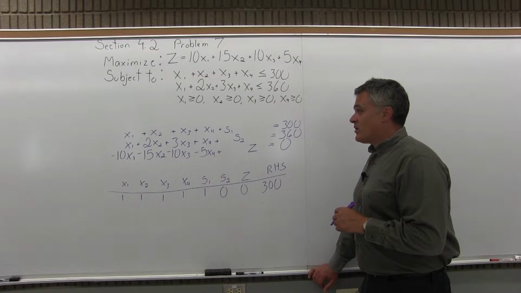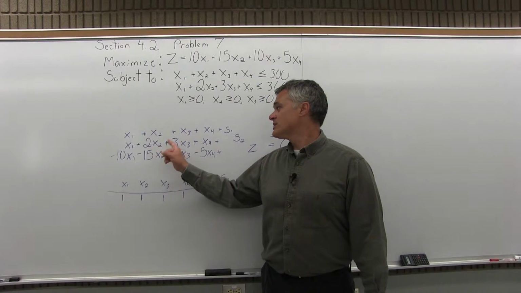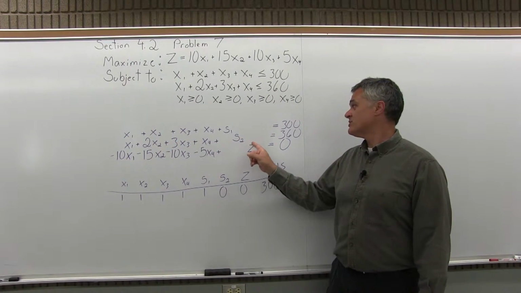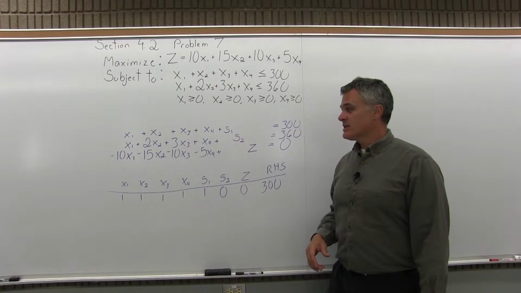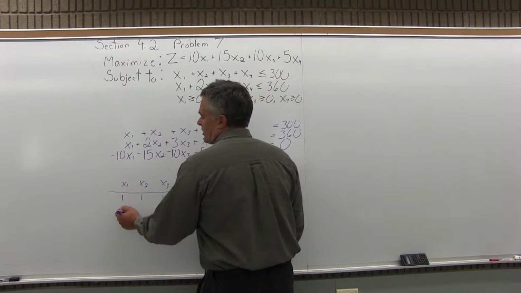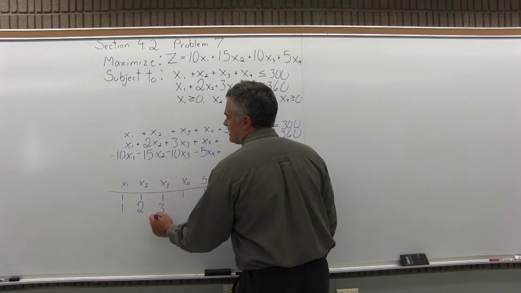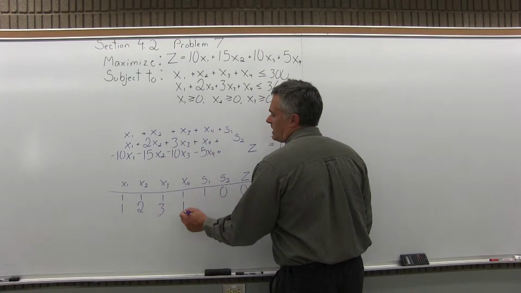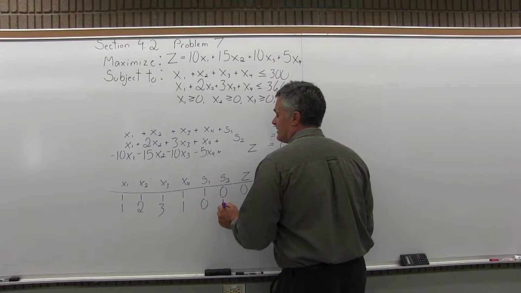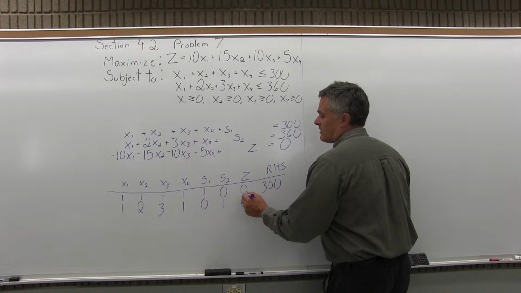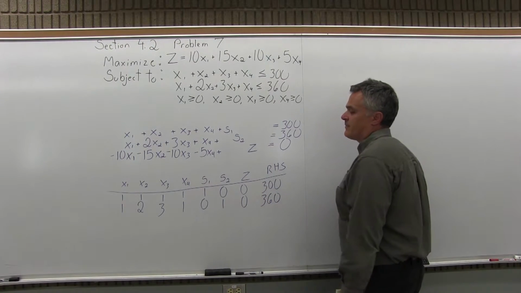Now I have a second equation in my group of equations, which is x1 plus 2x2 plus 3x3 plus x4 plus s2 is equal to 360. That's going to become the second row of my matrix. And the x1 column gets a 1, the x2 column gets a 2, the x3 column gets a 3, the x4 column gets a 1, the s1 column gets a 0, the s2 column gets a 1, the z column gets a 0, and the right-hand side column gets 360.